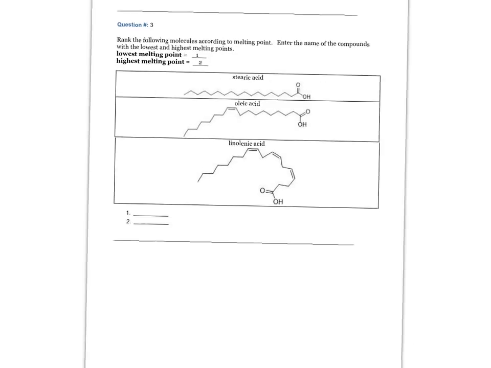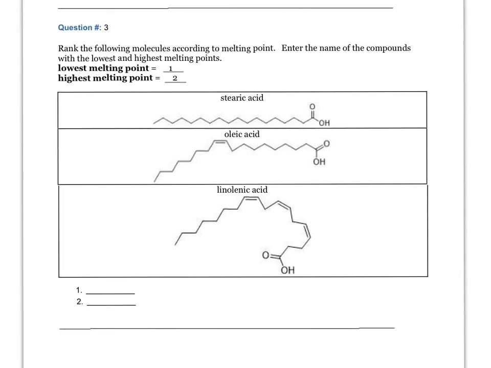Question number 3. Rank the following molecules according to melting point. Enter the name of the compound with lowest and highest melting points. The lowest melting point, that is something that is most likely to be a liquid at room temperature, is linolenic acid. It's got the most number of double bonds in it. And the highest melting point is going to be the molecule that has the least number of double bonds in it, and that's stearic acid.